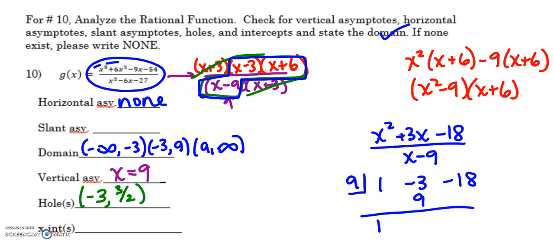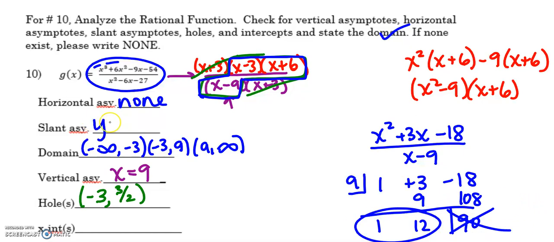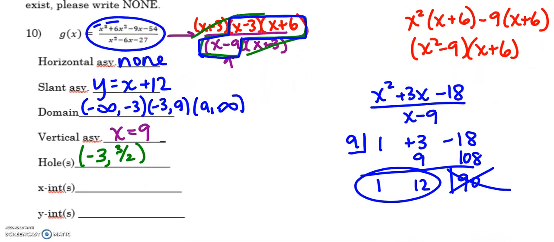Ooh, I just realized it should be plus 3. My apologies. So it'll be 12. 9 times 12 is 108. Mental math. So that's going to end up being 90, but I don't actually care about the remainder. This is the part that creates my slant asymptote, x plus 12, which makes sense because x to the third over x squared should get me a positive x for my linear slant asymptote.